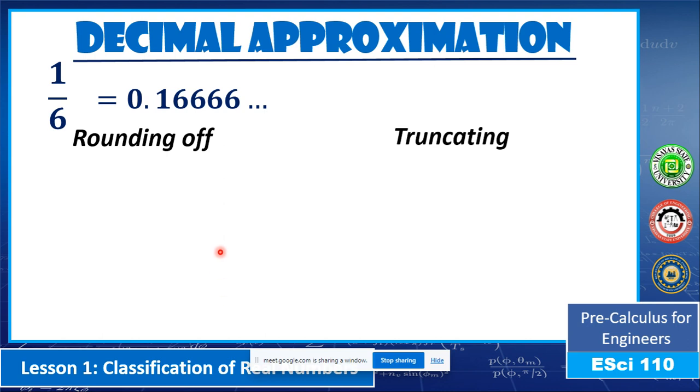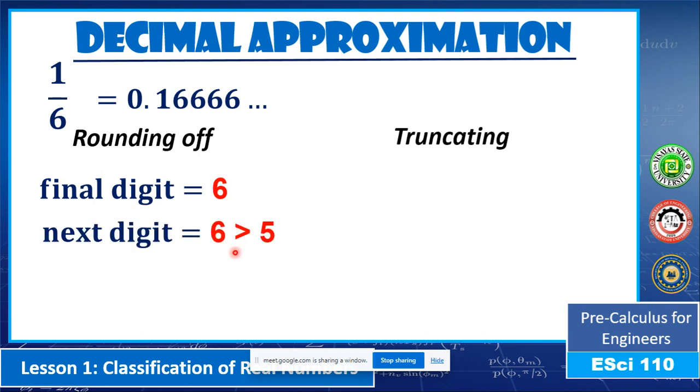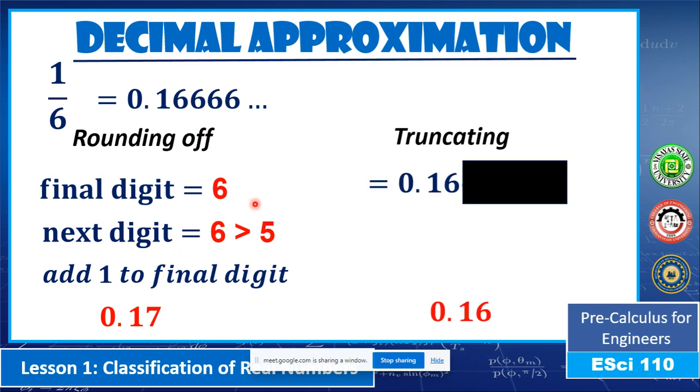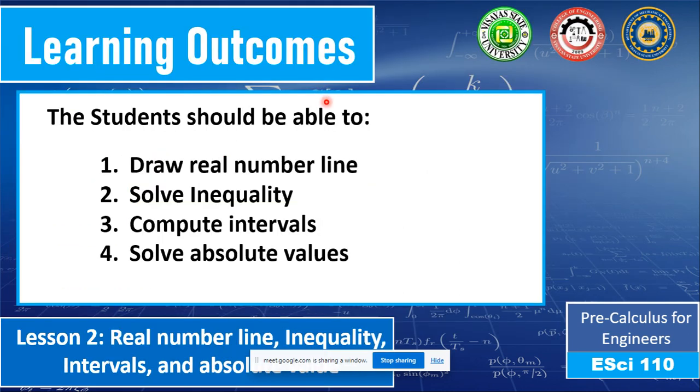But for 1/6, of course we have 0.166. If we're going to round this up, we have 0.17 since the next digit is greater than 5. For truncating, ignore pa rin. So 0.16. So nagkakaiba talaga sila kapag yung next digit sa rounding is greater than 5. So I think we are already through with lesson 1. So let's jump to lesson 2.